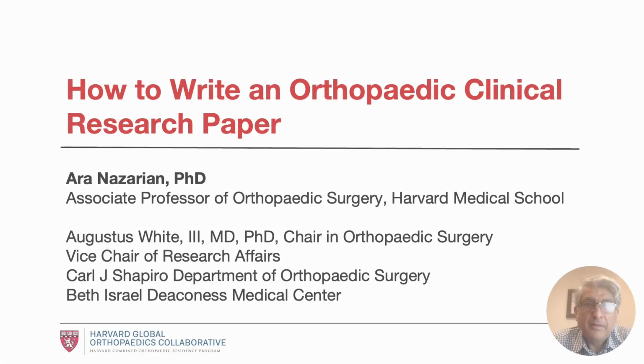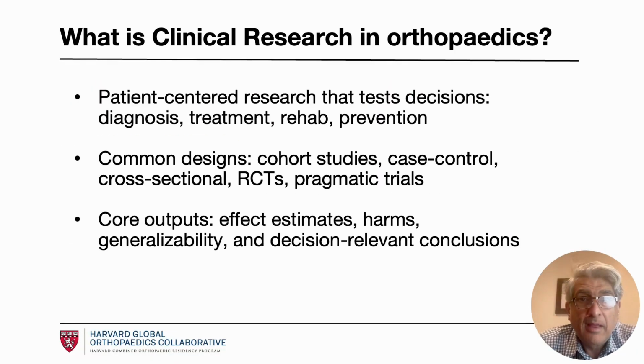Welcome, everyone. This presentation provides a practical roadmap for writing a strong orthopedic clinical research paper. The key point is first to define the scope. This is research that uses patient data and aims to influence clinical care.